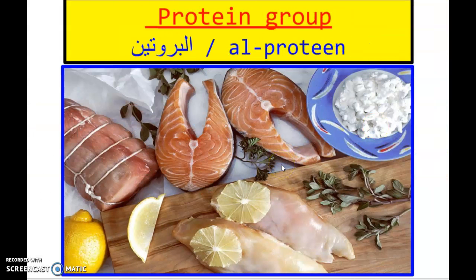Next, we will be talking about the groups in our healthy food. The first group is called al-proteen. Remember, al-proteen in Arabic is the same as in English. Al-proteen. So, boys and girls, meat, samak, fish, these are all part of al-protein diet.